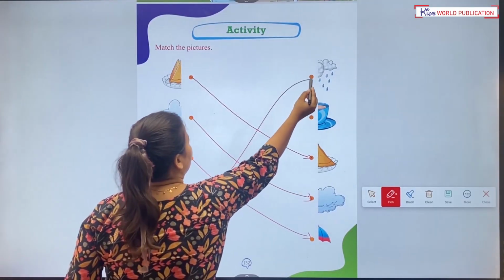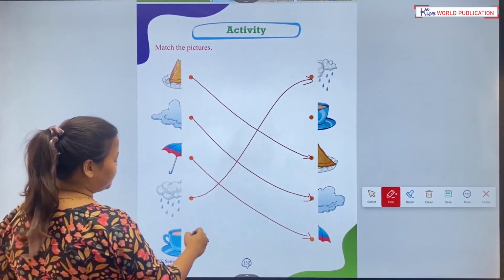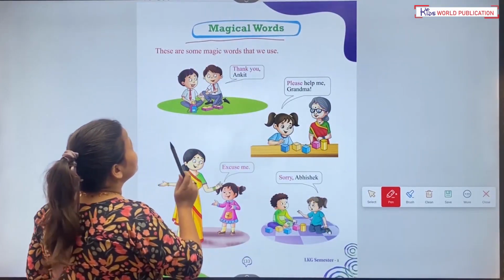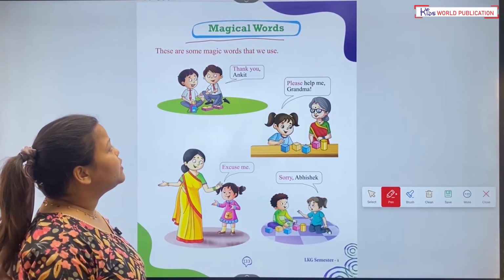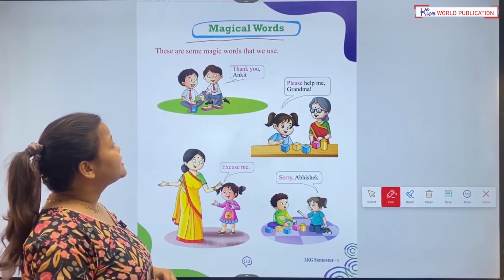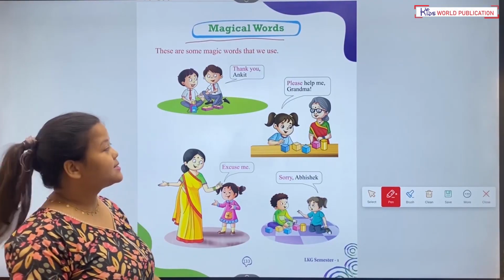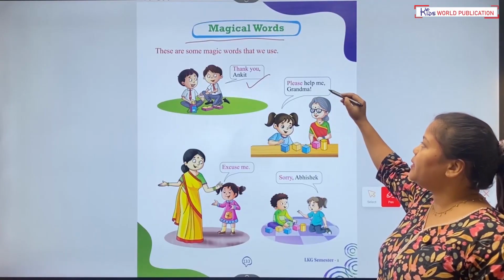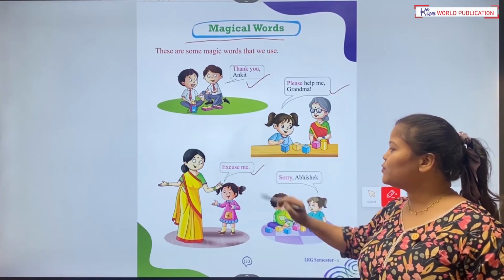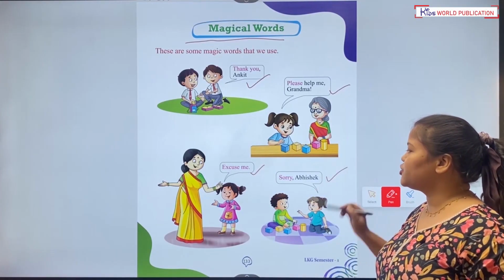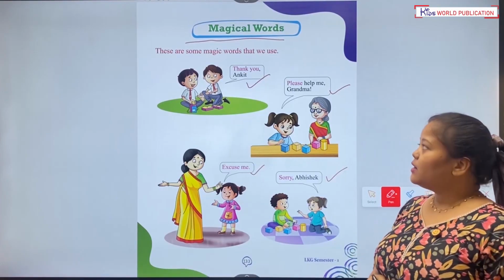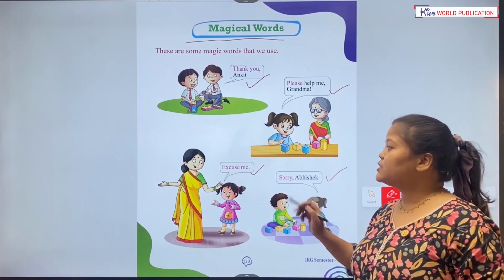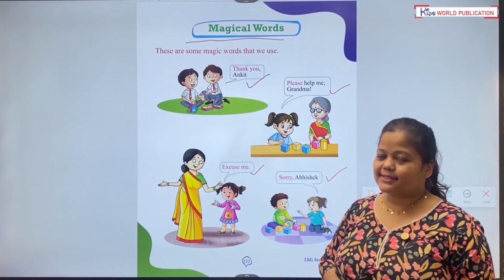Rain, this is rain. Cup, this is a cup. Magical words. These are some magic words that we use. So kids, let's learn some magical words. Thank you, Ankit. Please help me, Grandma. Excuse me, sorry, Abhishek. So kids, thank you, please, excuse me, and sorry are magical words.